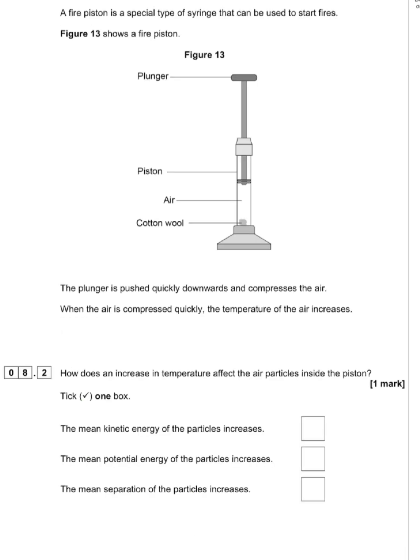Then we're shown a particular type of syringe that is used to start fires. And we're told that when the air is compressed really quickly, the temperature of the air increases. How does an increase in temperature affect the air particles inside the piston? We've got to choose one. So does the mean kinetic energy of the particles increase, the mean potential energy, or the mean separation? Now, if they're having less space, then the separation can't possibly increase, so it can't be the last one.